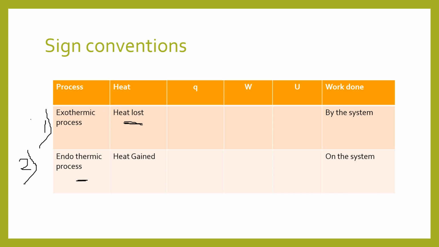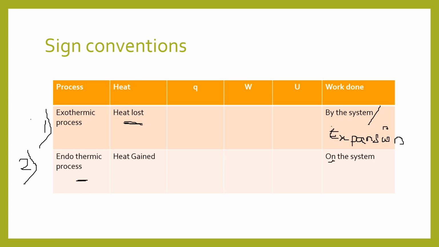Okay. Also remember who is doing work. In exothermic process, who does work? Work is done by the system. Another thing is whenever work is done by the system, it is expansion. What is expansion? Expansion is work is done by the system. System expands. You don't expand the system. System expands on its own.